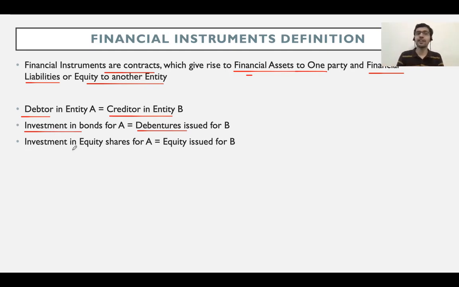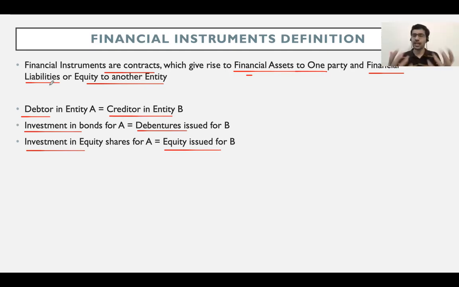Let us say I've invested in equity shares of your entity. Investment in equity, like we mentioned earlier, is a financial asset. And it is equity issued for you. It's not a financial liability, but equity for you. Therefore, what we've said in the definition is that it gives rise to a financial asset for one party, and for you it can either be a financial liability or equity. So financial assets in my books will be either financial liabilities or equity in your books.